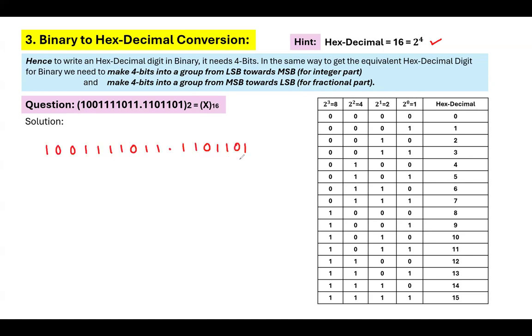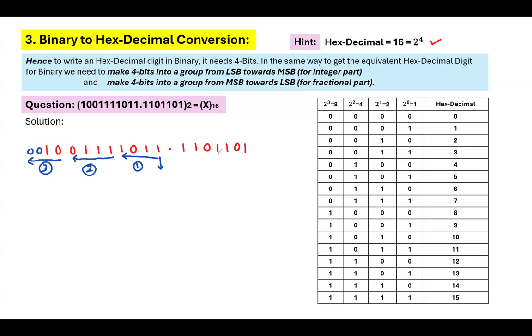Clear? This is our given number. Now we should split into groups. This is the integer part; starting from LSB, these 4 are the first group and these 4 the second group. Similarly, with the help of these 2 bits, by inserting another 2 zeros, we can make the third group.